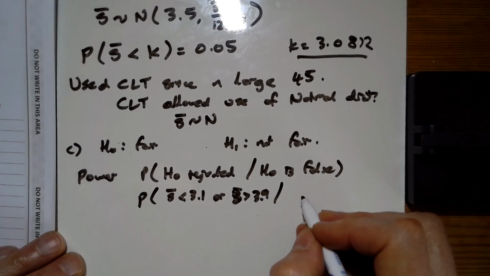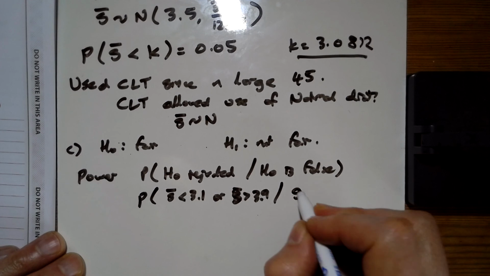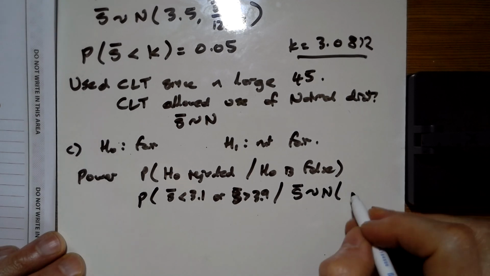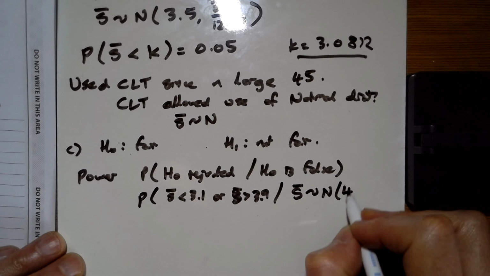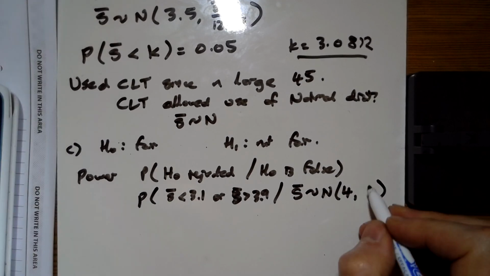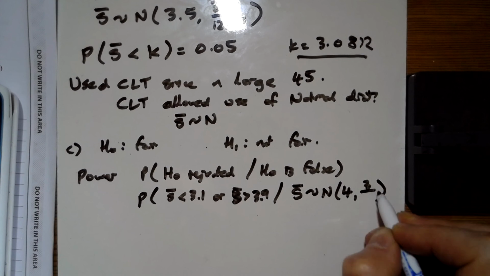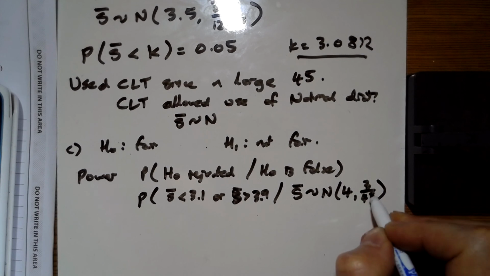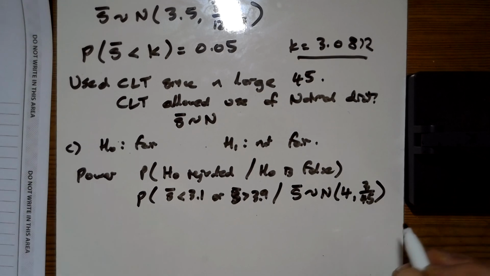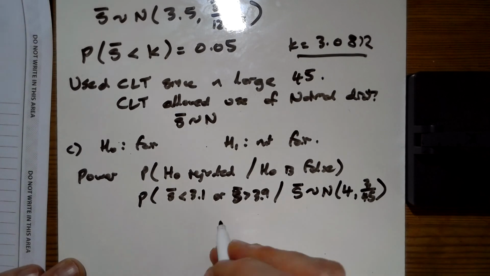So if it's false, we've got this new distribution, haven't we? And they've told us that. So that is normal with a mean of 4. And the variance, so the variance was 3. So, but we've still got to divide that by the 45 of them there, haven't we? So 3 over 45. Right. I think we're ready to do that.